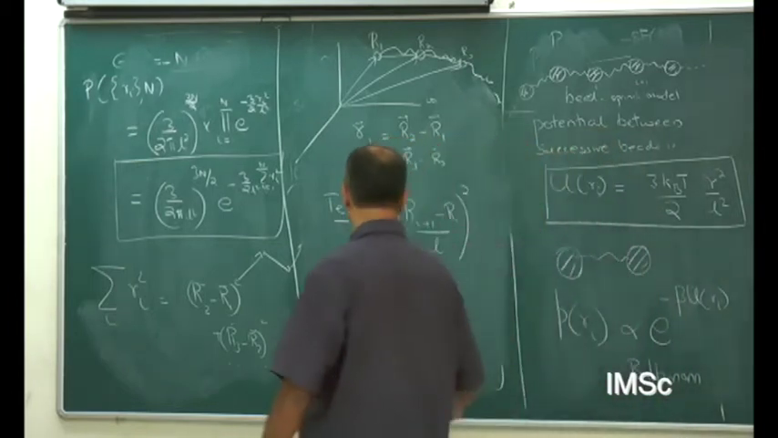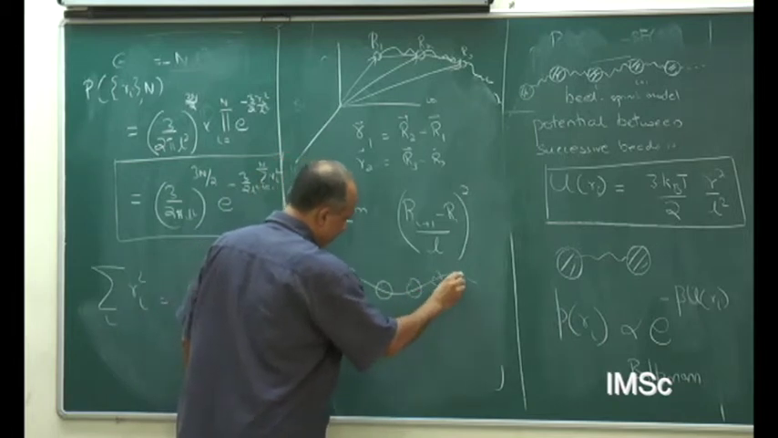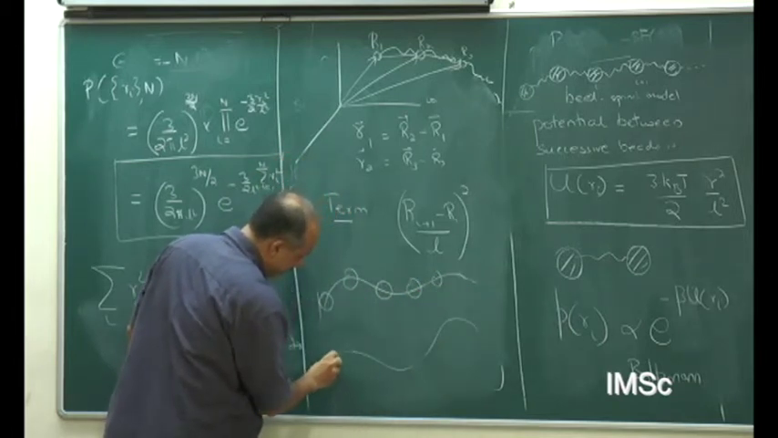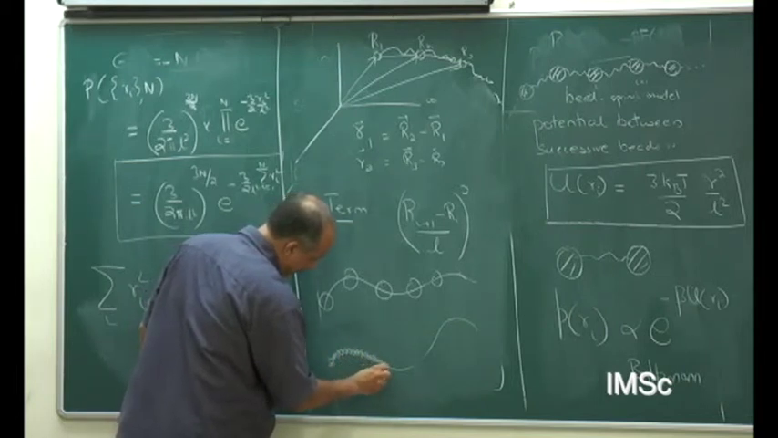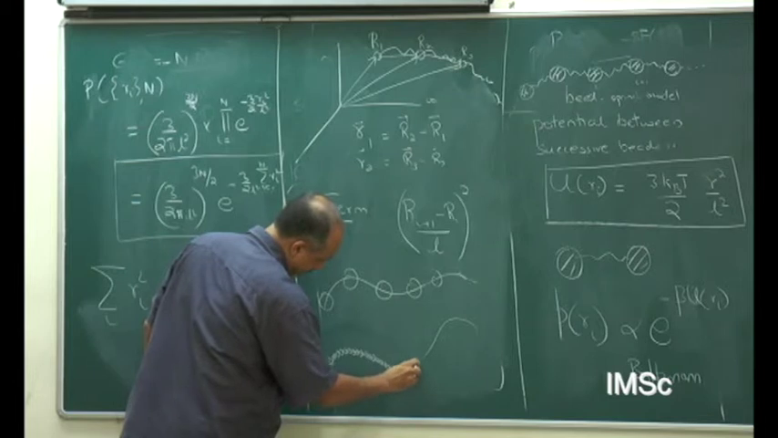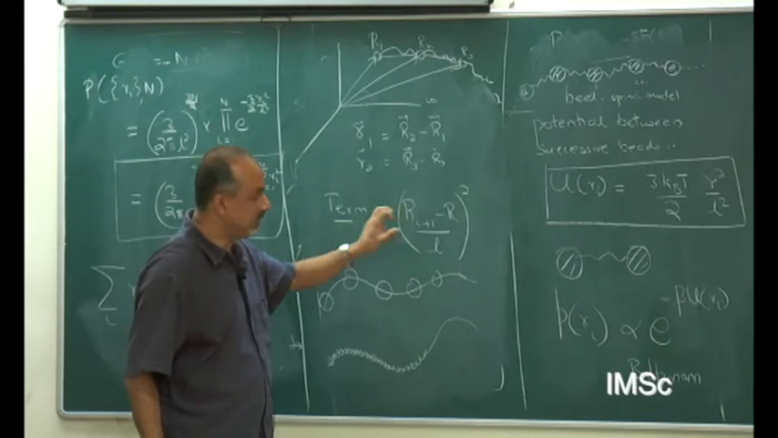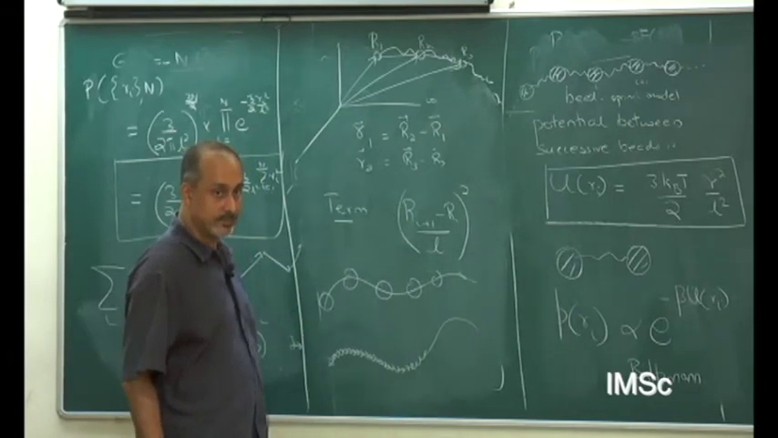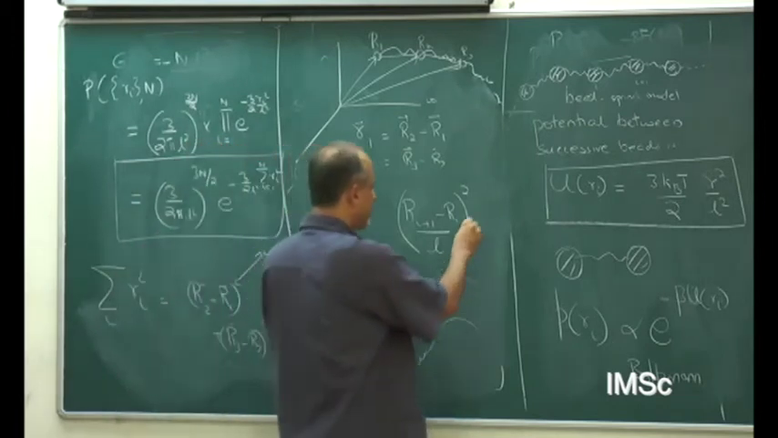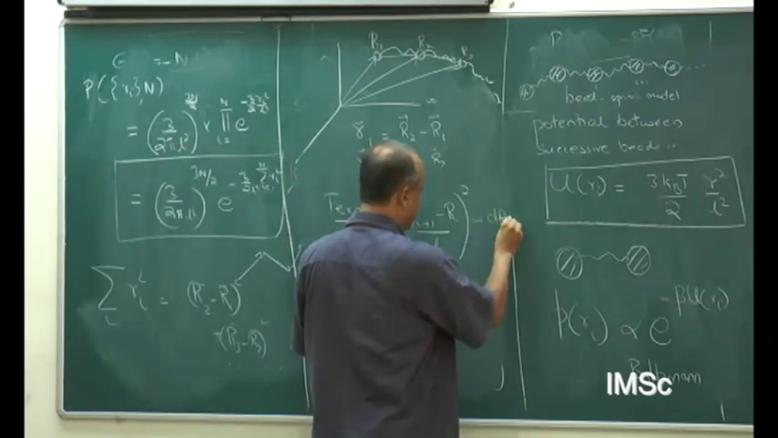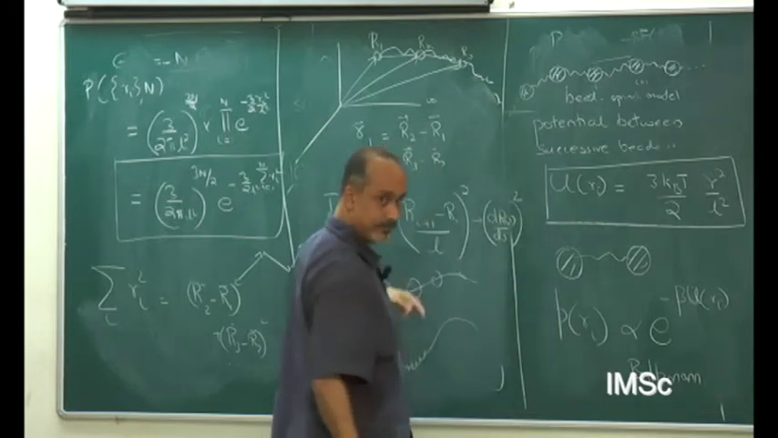Now I'm going to take the limit where, earlier I sort of thought of these as being well separated. But now I can say that, look, I'm just going to take my R closer and closer and closer together until finally my beads look like this. In that limit, this becomes the gradient of R, or the derivative of R, with respect to the internal coordinate S. So this quantity becomes dR of S by dS the whole squared.